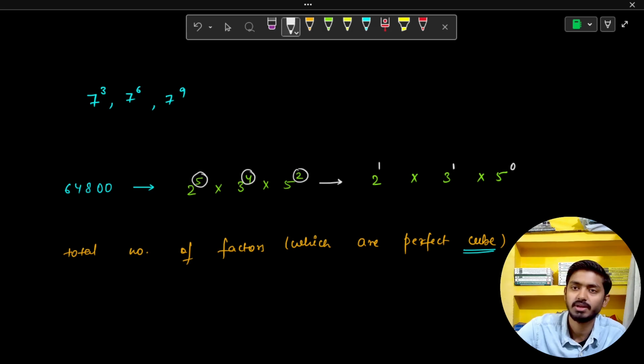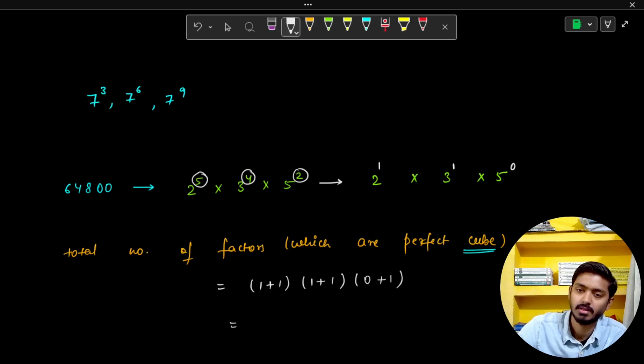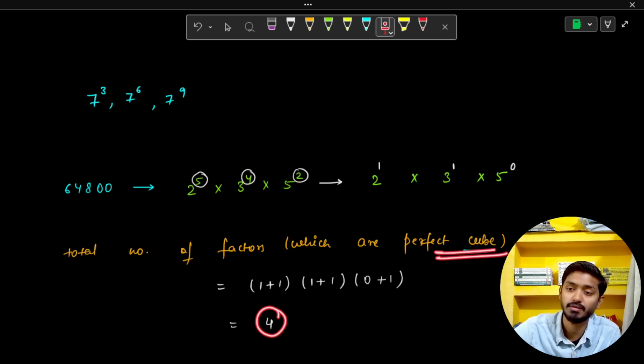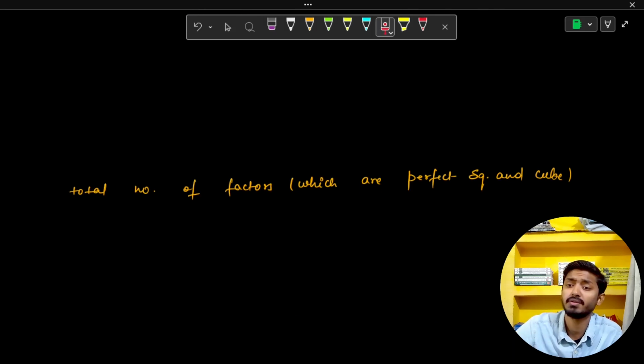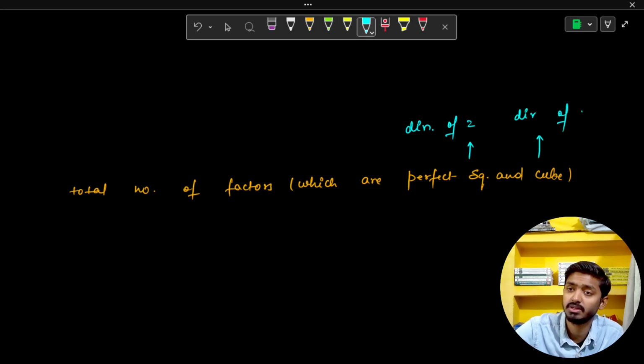Now, it is very clear what we'll do: we'll add 1 to our exponents and multiply them. That is 2 times 2, which is 4. Simple as that. That means there are just 4 factors which are perfect cubes. Isn't it clear that in order to check if the factors were perfect squares, we check with the divisibility of 2, and for cubes we checked with the divisibility of 3.